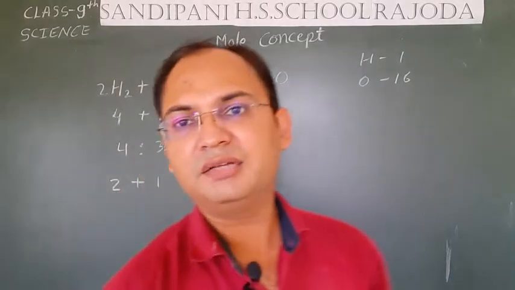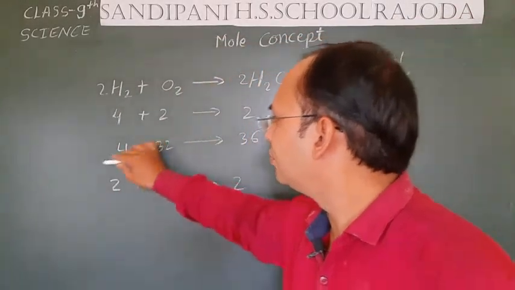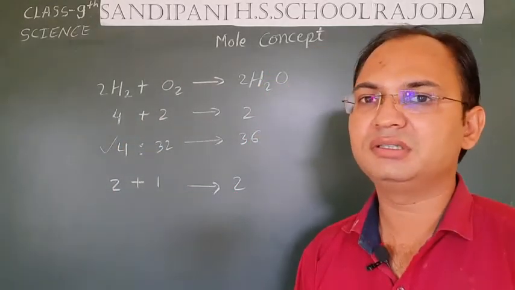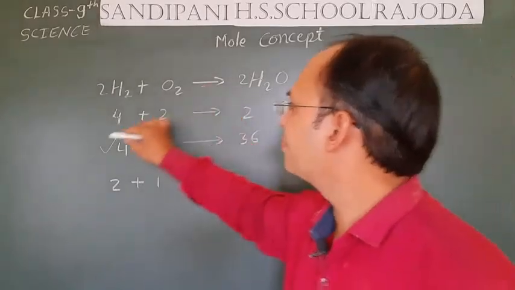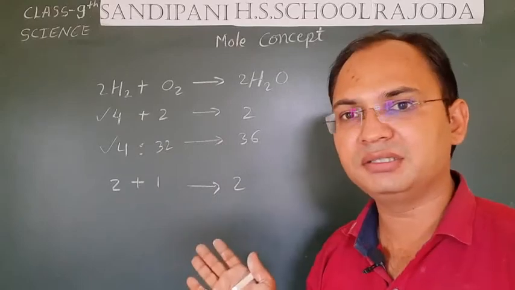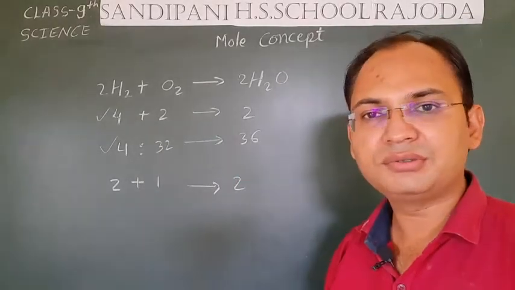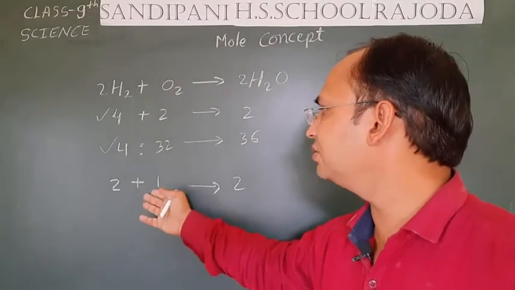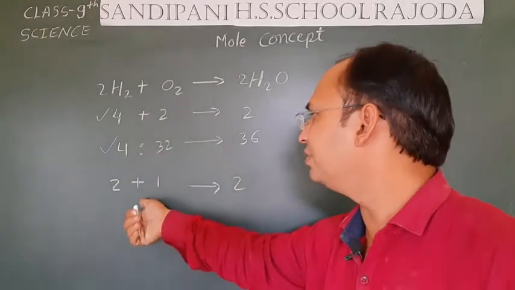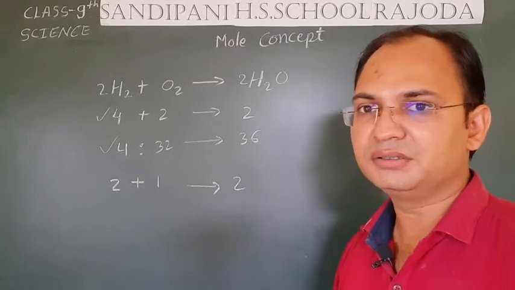But in the second condition, we have to calculate the unit mass of the atoms. But in the first, it is very easy to see the number of atoms that are combining together and how many molecules of the products are forming. In the third one, it is also very simple to calculate the number of molecules that are combining and the number of molecules that are forming.